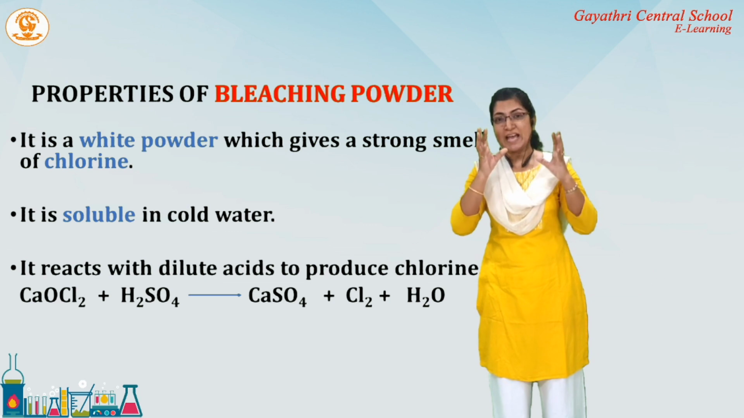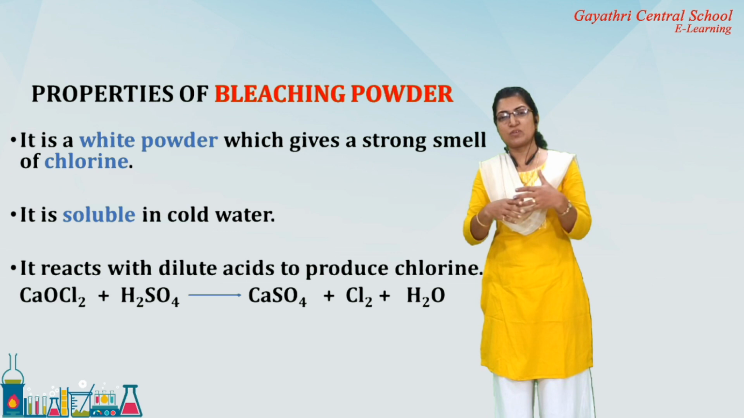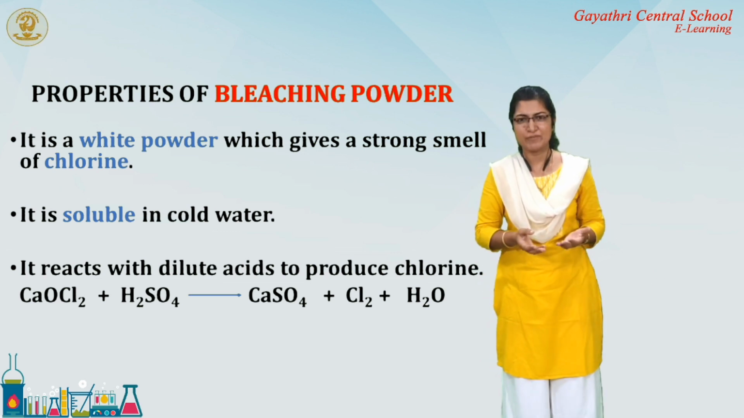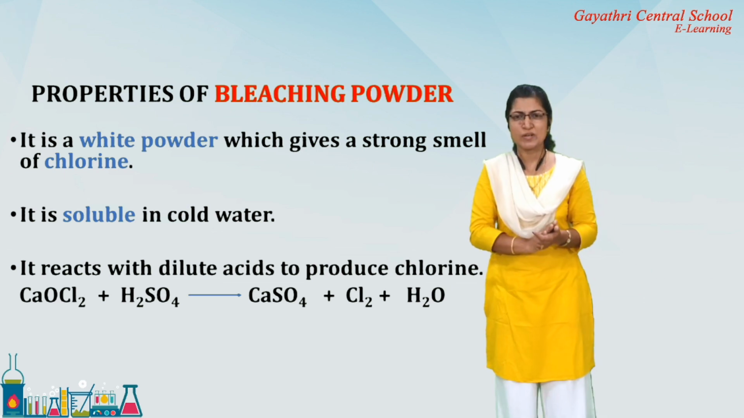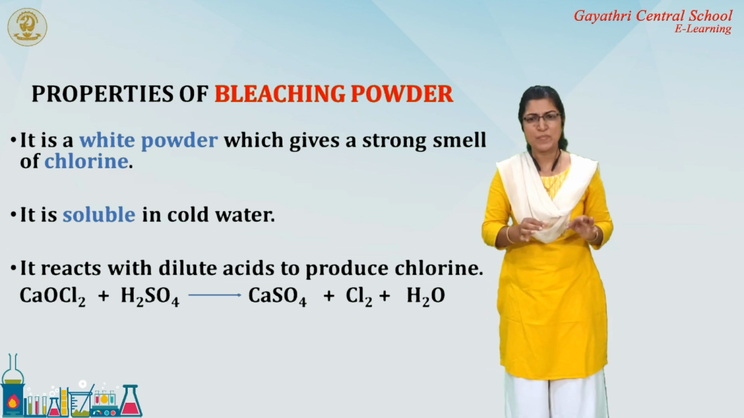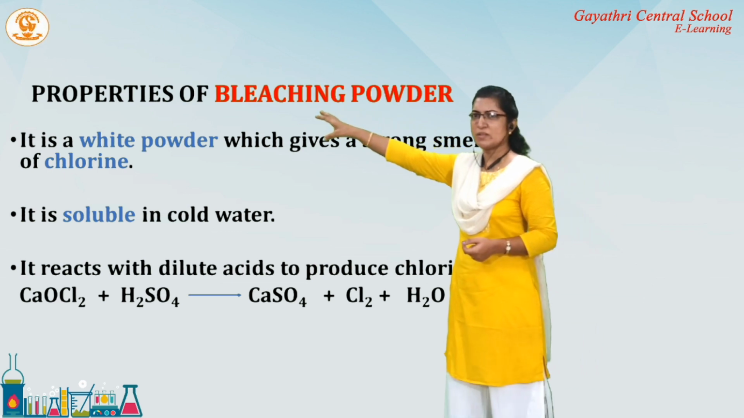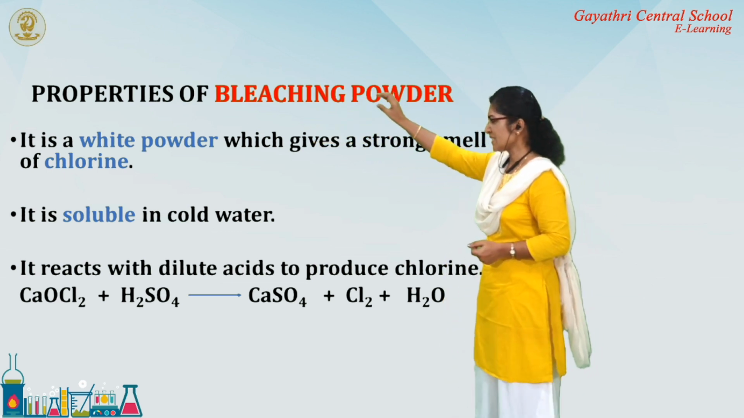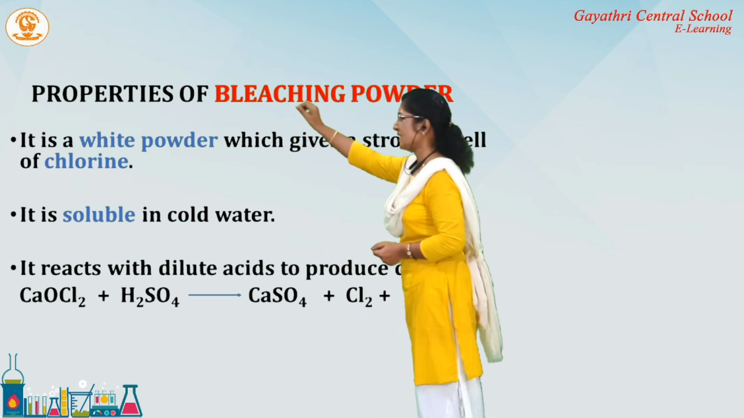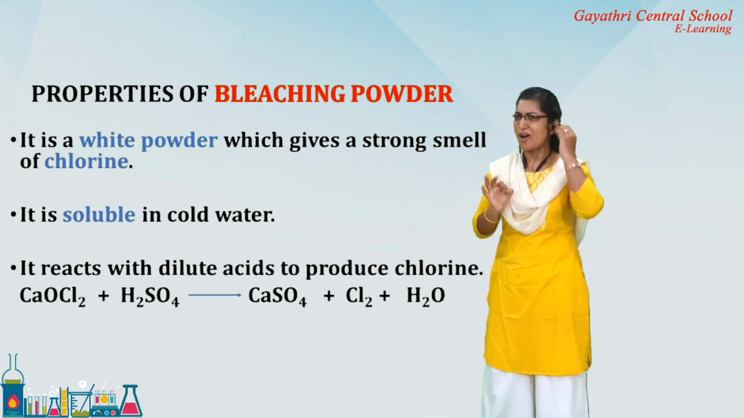Actually, bleaching powder can be used to store chlorine. As such, storing chlorine is very dangerous. We cannot store chlorine gas safely, isn't it? So in order to store chlorine gas, we can store it in the form of bleaching powder. So this bleaching powder is actually a white powder, in some cases pale yellow in color, and it has a strong smell of chlorine.